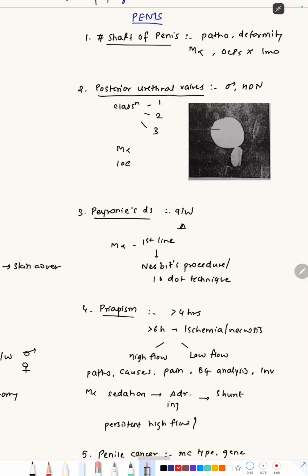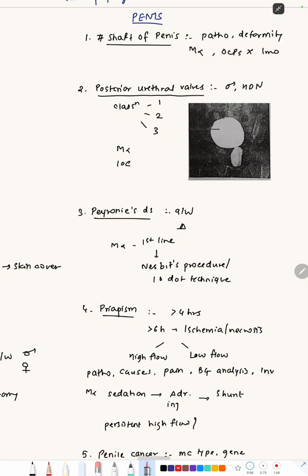So the first pathology is the fracture shaft of the penis. In the fracture shaft of the penis, the pathology is a tear in the corpora cavernosa or the tunica albuginea of the penis. It will lead to eggplant deformity. Then the management is we have to drain the hematoma, and OC pills are given for 1 month to prevent erection.